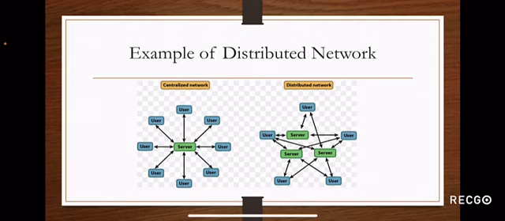Example of distributed network. In this we have two images. We have centralized network and distributed network. In the centralized network, we can see all the users are connected to one server. While in the distributed network, we have 3 servers, and the users are connected to at least 3 servers.